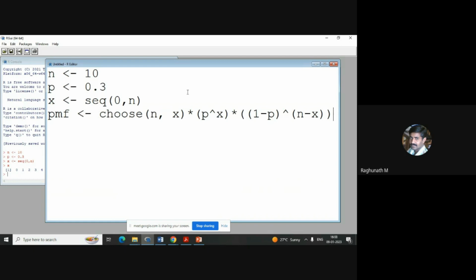Okay, so let me run this command. To run each line, the command is Control R. You can hold the Control button and press R. But in the case of RStudio, it is different.